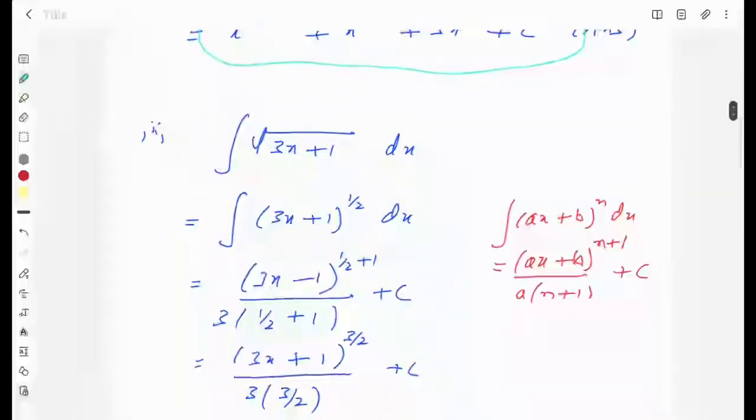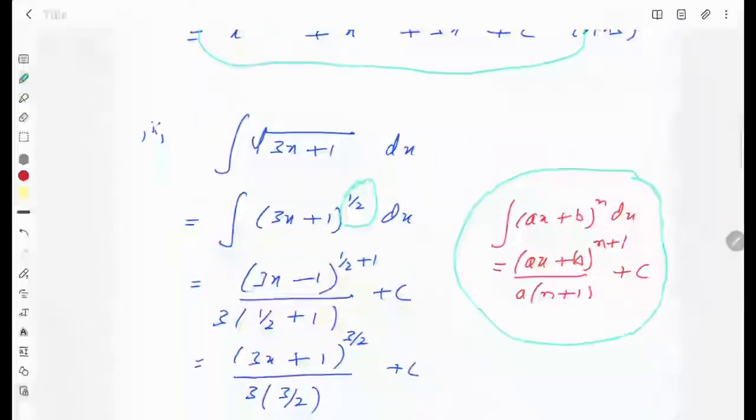Move on to another example, the second example. You have to integrate square root of 3x plus 1 dx. First of all, you will simplify the square root. You will write the square root as raised to the power half, and then you integrate following the bracket rule.